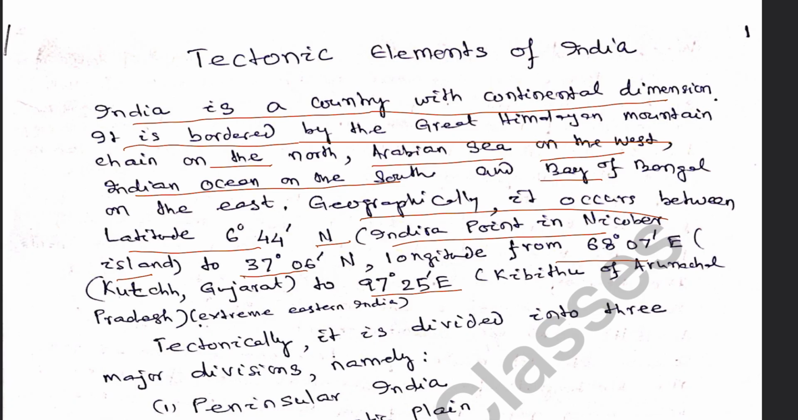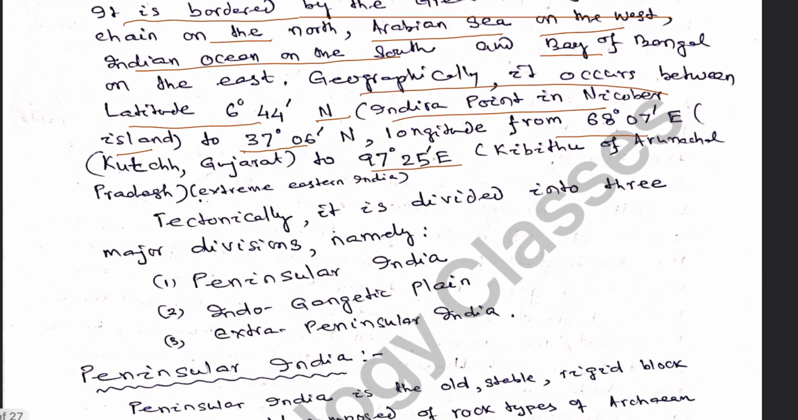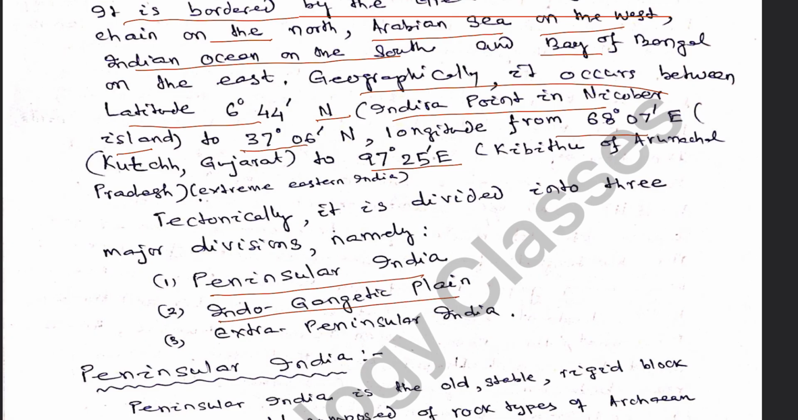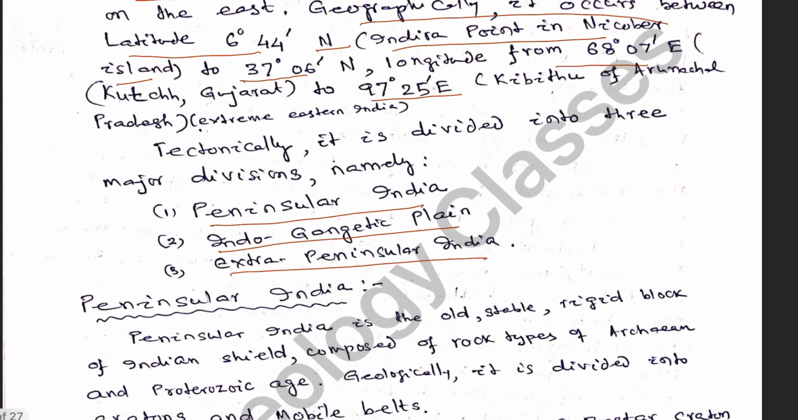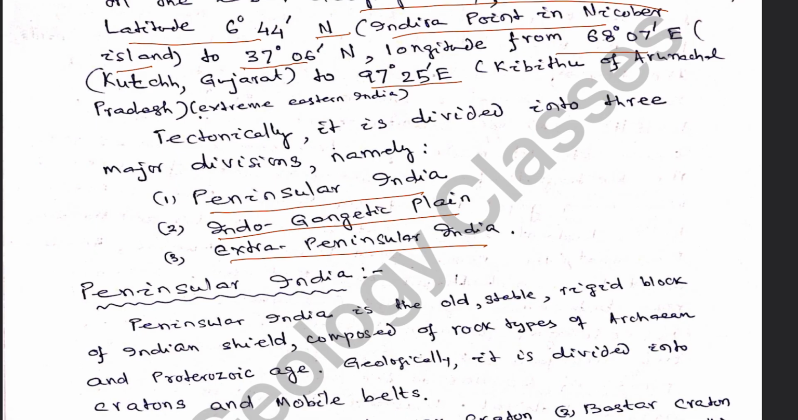So in this region, the great Indian landmass occurs, and tectonically and physiographically it is divided into three major divisions, such as peninsular India, Indo-Gangetic plain and extra-peninsular India. So these are the three prominent and major relief features or the physiographic features of the Indian subcontinent. So let us discuss these tectonic units or physiographic units one by one.